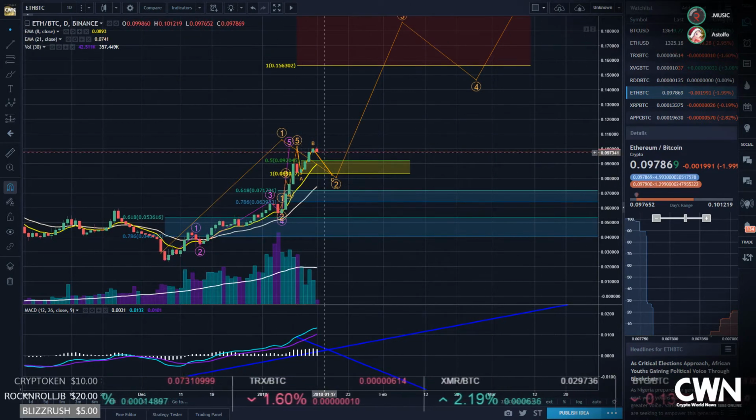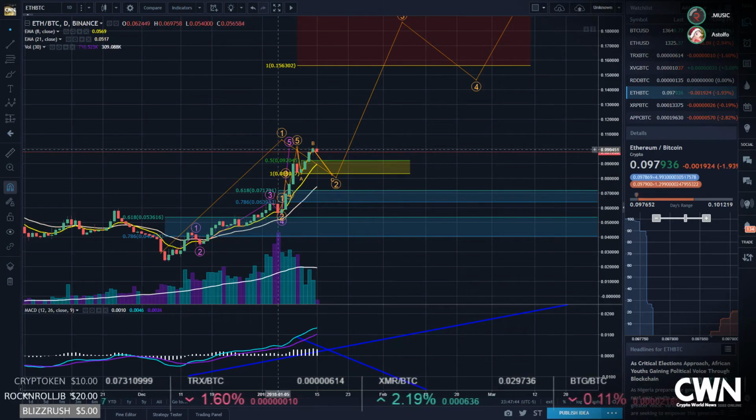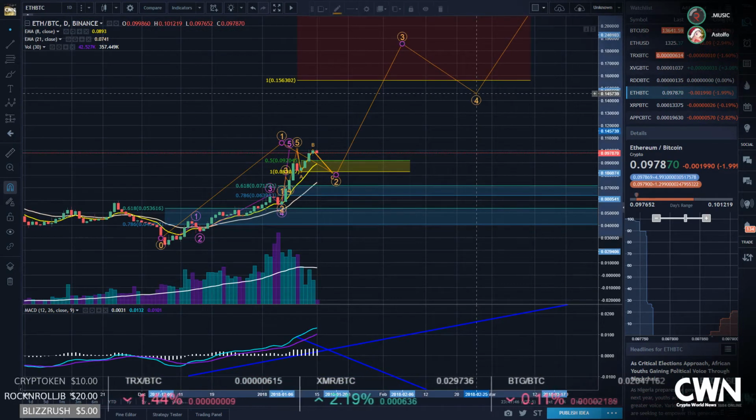But to me, it looks like we're in a bit of a corrective mode here in Ethereum, ultimately headed for higher prices.